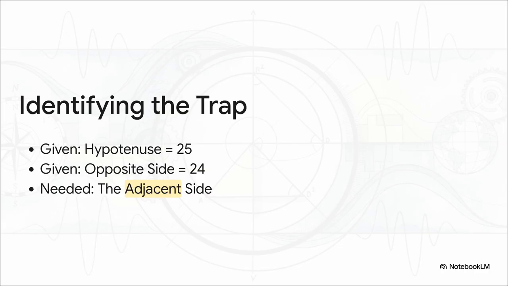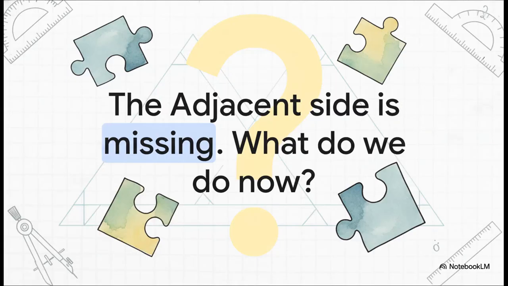But hold on a second. To find cosine, what do we need? The adjacent side. The problem didn't give it to us. This is a classic move on tests to see if you're paying attention. So, what do we do? Are we stuck?